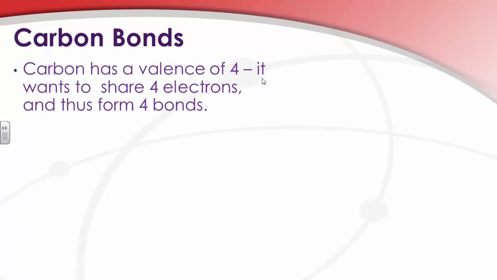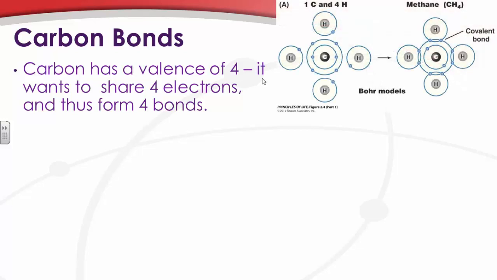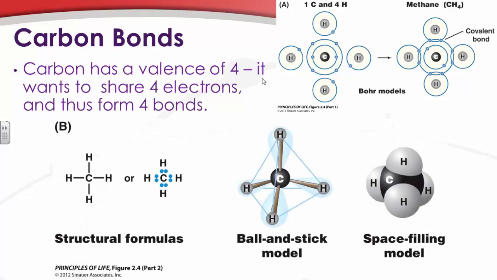So a little bit about carbon bonds. Carbon has a valence of 4. It wants to share 4 electrons, and in order to do that, it'll form 4 bonds with other elements. If we look at the classic Bohr model, the simple molecule methane has 4 hydrogens and a carbon. And we can see the shared electrons here that allow carbon to form its 4 bonds. We call these covalent bonds because the electrons are shared fairly equally between hydrogen and carbon, and we'll return to that concept later.